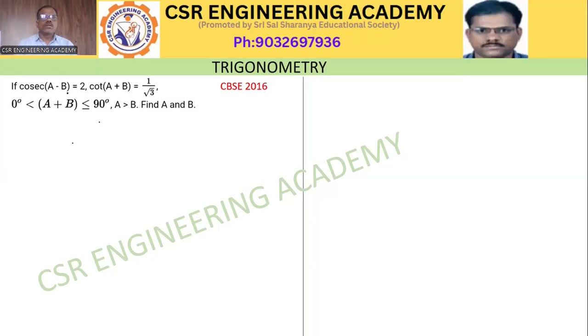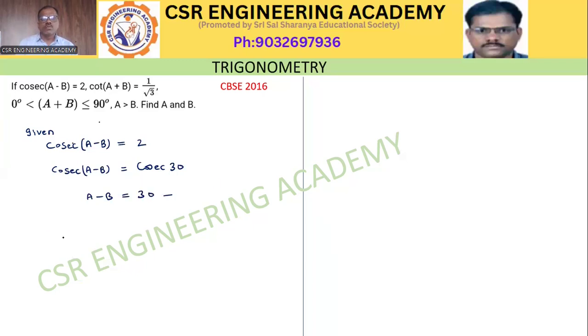If cosecant(A - B) = 2, cot(A + B) = 1/√3, 0° < A + B ≤ 90°, A > B, find A and B. Given cosecant(A - B) = 2. Cosecant(A - B) = cosecant 30°. A - B = 30°. Equation 1.